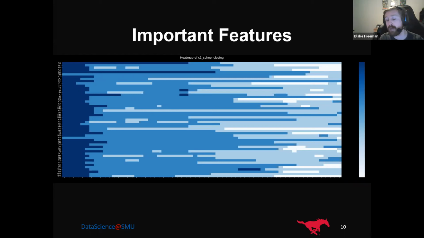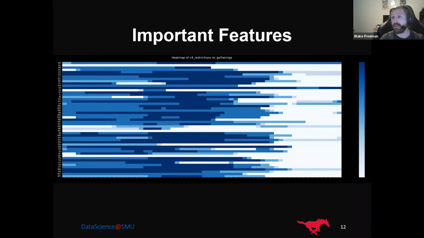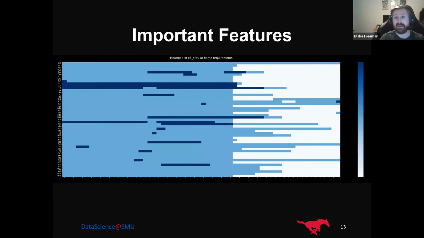our model. Each of the features we looked at ranged from having no action, which is the white, to having major action, which would be the dark blue. For example, this one is just school closings. Next, we're going to look at the cancellation of public events. Then we're looking at the restriction on gatherings. And this one's looking at stay-at-home requirements that are being put into place.